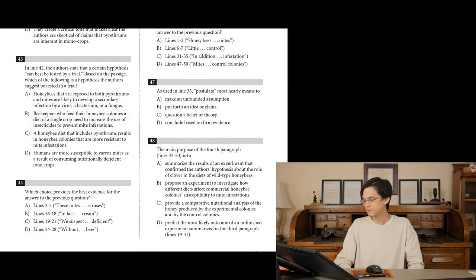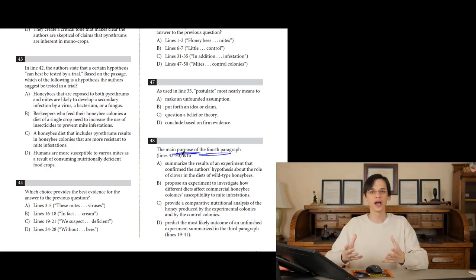Question number 48 on the reading portion of College Board's Test 3. The main purpose of the fourth paragraph, lines 42 to 50, is to... Remember, purpose questions. What does purpose mean? Purpose means what does it bring to the table? What does it offer? What does it provide us that is not provided anywhere else in the piece?